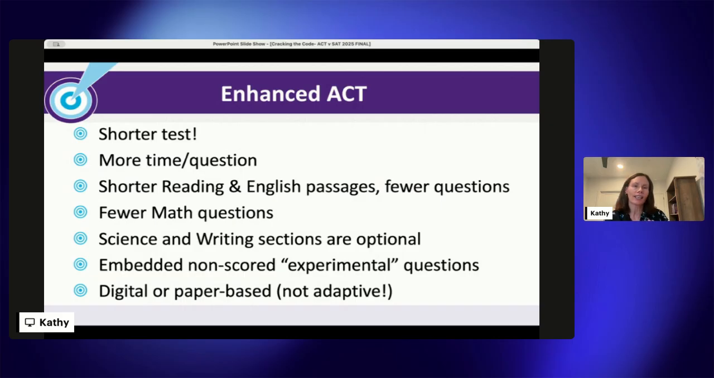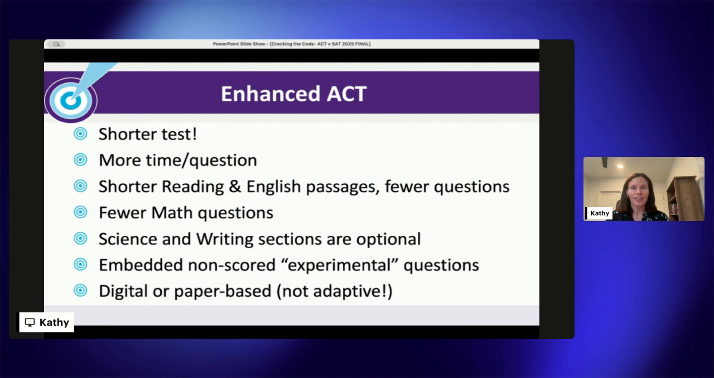So we were talking about the enhanced ACT. That's actually the ACT going forward. But let me just give you a little insight into what some of those changes are. So it is now a shorter test. There is more time per question.